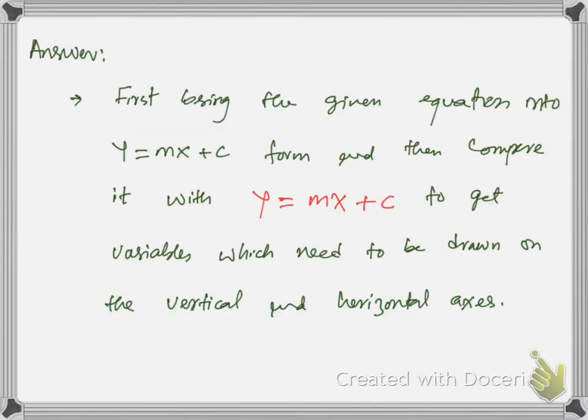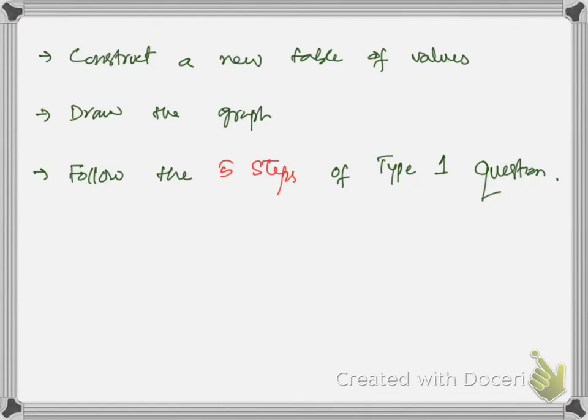First, bring the given equation into y is equal to mx plus c form, and then compare it with y is equal to mx plus c to get the variables which we need to be drawn on the vertical and horizontal axis. Then construct a new table of values, then draw the graph, and then follow the 5 steps of type 1 question to complete this question.